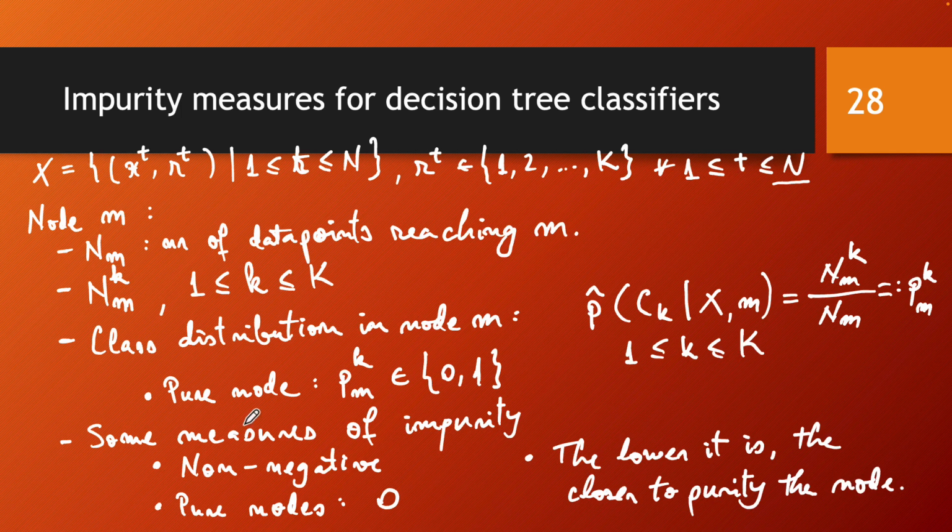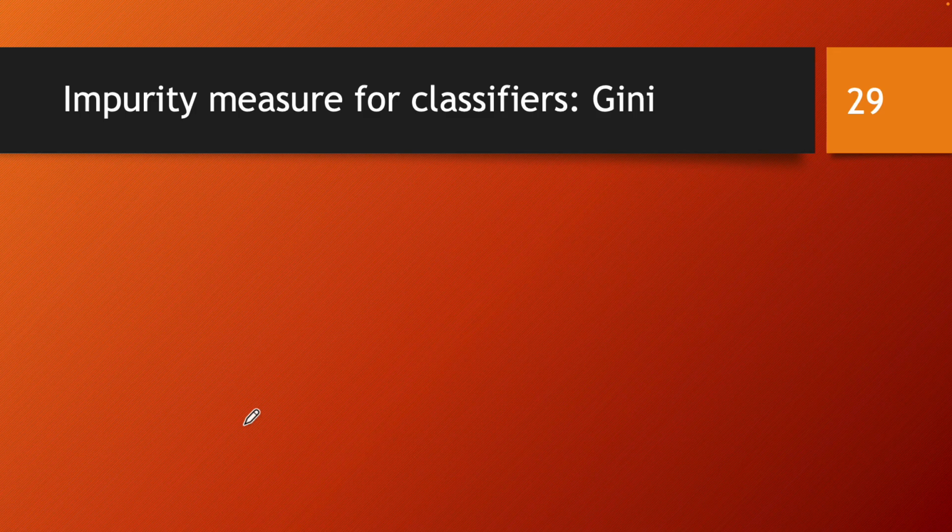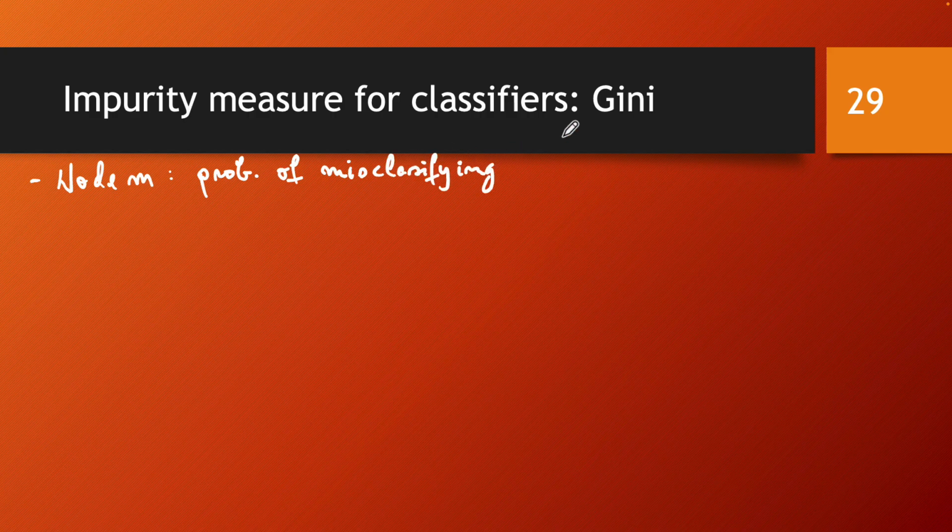So let's take a look at several examples of impurity measures. The first one that I want to discuss is the so-called Gini measure. The idea of the Gini measure is that you would like to have some sort of a measure for the probability of misclassifying a random sample in node M. So for node M, you want to reason about what's the probability of misclassifying a random sample in this node.